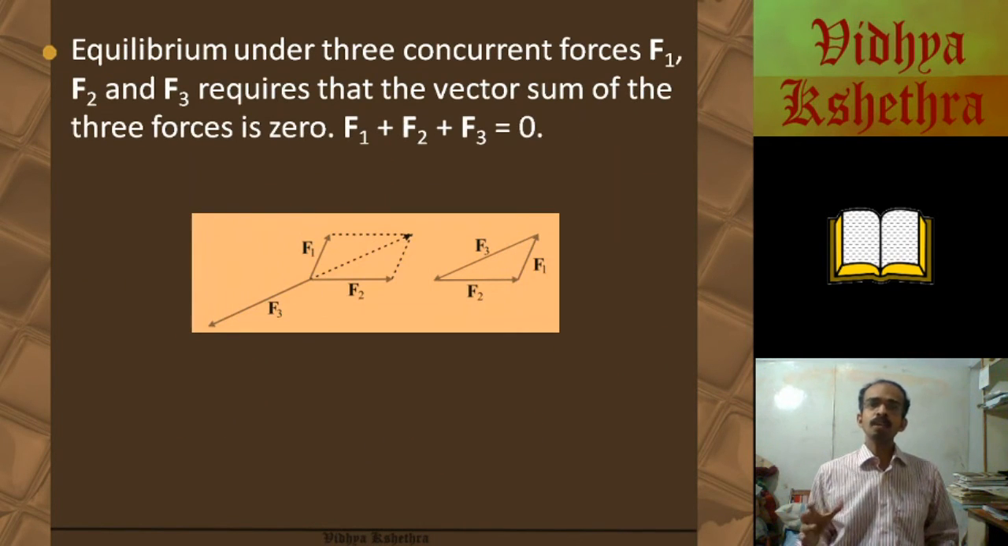Now, equilibrium under three concurrent forces F1, F2 and F3 requires that the vector sum of the three forces is 0. That is, F1 plus F2 plus F3 is equal to 0. As shown in this figure, we can see that the sum of F1 and F2 is given by the parallelogram law of addition, and F3 is negative to it. Hence, here F1 plus F2 is equal to negative F3. In this case, the particle is said to be in equilibrium.